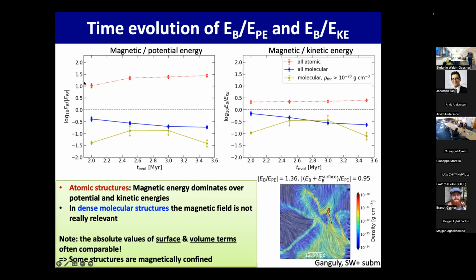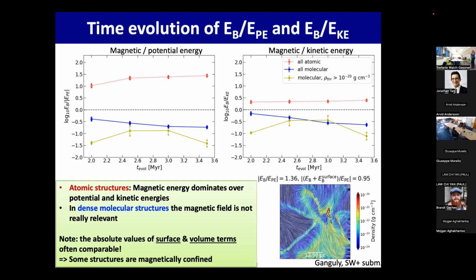And you can see that for the atomic structures, the magnetic field, so this is magnetic to potential energy, is very important energetically. So the magnetic field really dominates here over the gravity. And it also dominates over the kinetic energy for the atomic structures. So magnetic fields are very important for the fluffy atomic gas. But it's very different for the molecular gas. Here the magnetic field becomes totally unimportant compared to potential as well as kinetic energy. So there's some transition between being magnetically dominated or not.